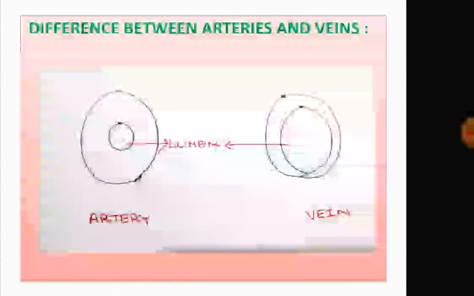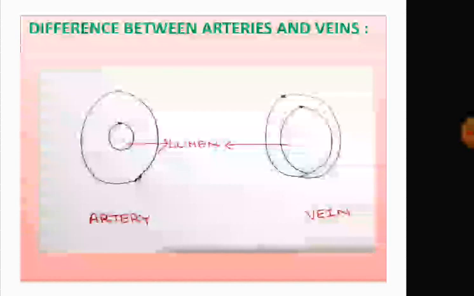Arteries have a thick muscular wall. Veins have a thin muscular wall. Arteries have a narrow lumen, that is the central portion, the central bore. Veins have a wider lumen.